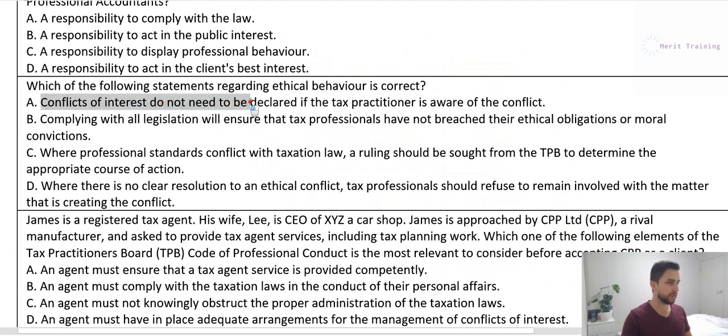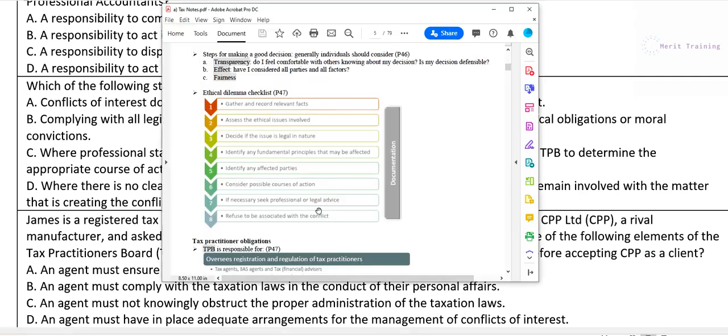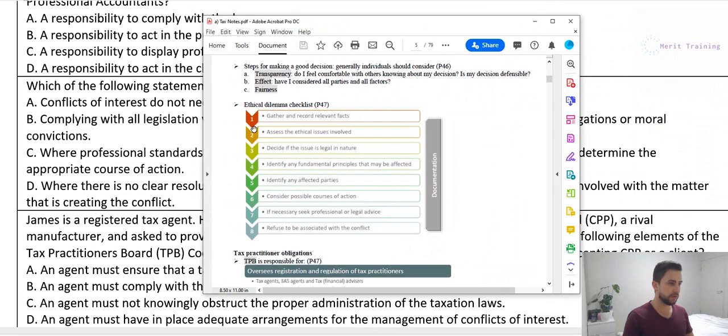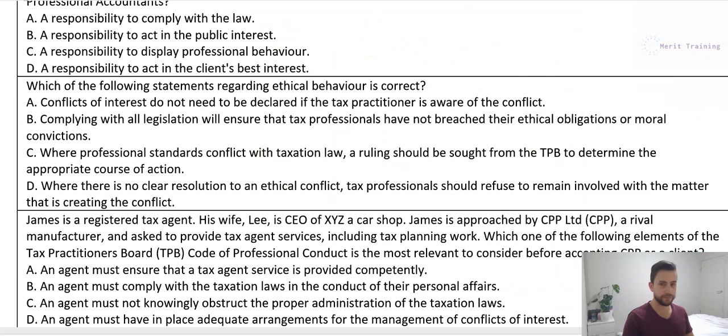Conflicts of interest do not need to be declared if the tax practitioner is aware of the conflict. That's not necessarily correct, because conflicts of interest do need to be declared. It's not just being aware of the conflict and not disclosing it. You need to disclose those conflicts of interest as well. Remember, we can use the ethical dilemma checklist as a framework for this question, because ultimately what we need to do is gather facts, assess, decide if it's legal, identify any affected parties, consider courses of action, if necessary seek professional legal advice, and refuse to be associated with the conflict. So we know that A is incorrect.